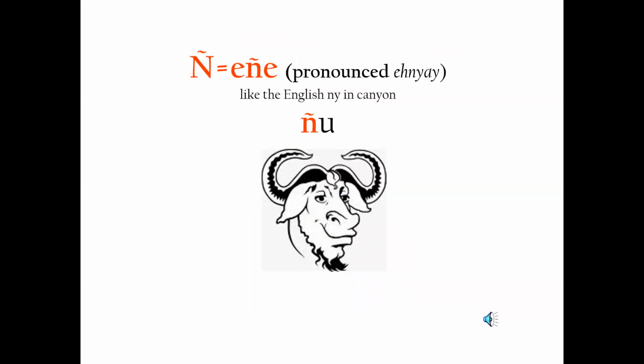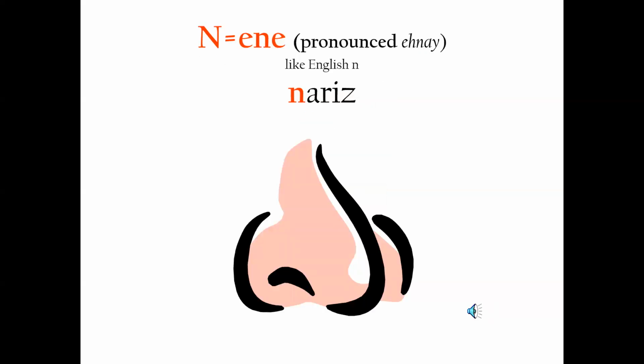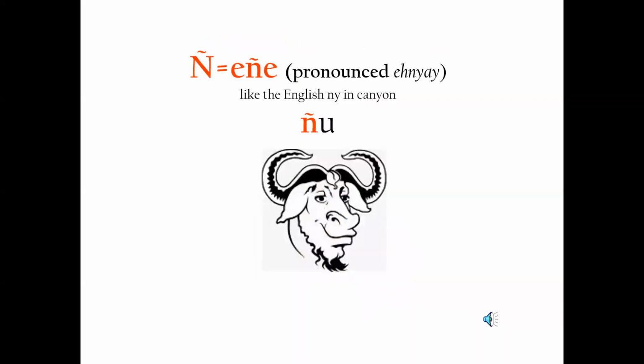The squiggle on top of those N's is called a tilde. It's a special type of accent mark or diacritical mark. You just need to remember that it's called a tilde. And this letter is Nye. So this one is Ene. This is Nye. And it sounds like the NY sound in canyon.